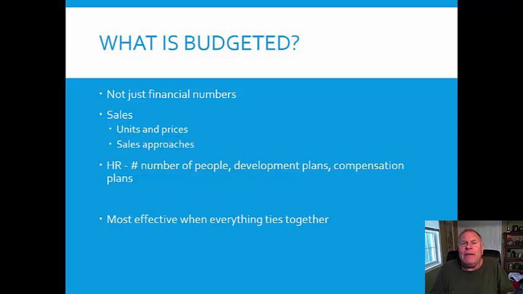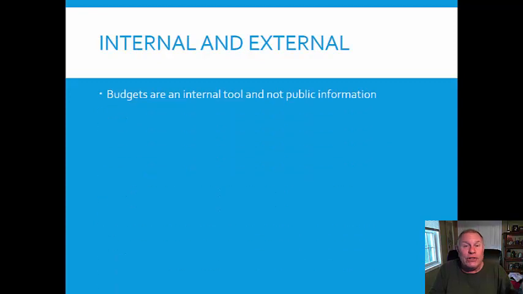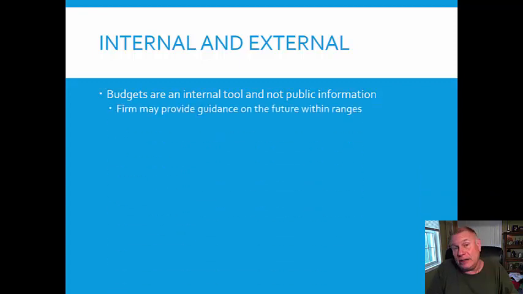So that's what's budgeted. And they oftentimes mirror, when you're all done, how the financial statements will look. So oftentimes when you have the internal financial statements on a summary company basis, your budget will mirror that. Same thing when you break it down into the business unit and into the support units. Now, there's a difference between internal and external budgets and estimates. Budgets are an internal tool and not available to the public. The firm may provide guidance on the future within ranges, but budgets are used to manage the company.